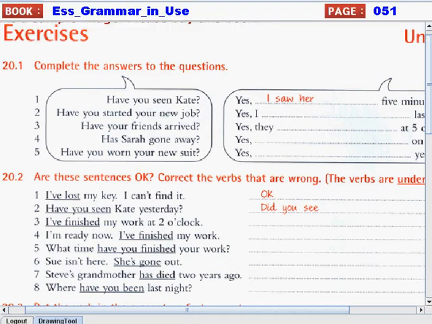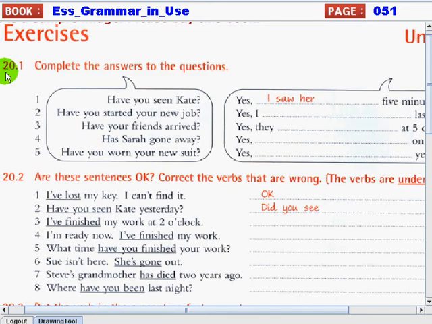While we use the simple past tense to talk about an action or a situation, an event in the past, the event can be short or long. But the event is completely finished. It has nothing to do with our present time or situation. Okay?